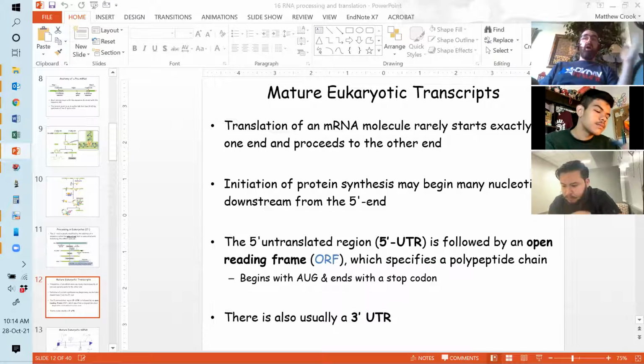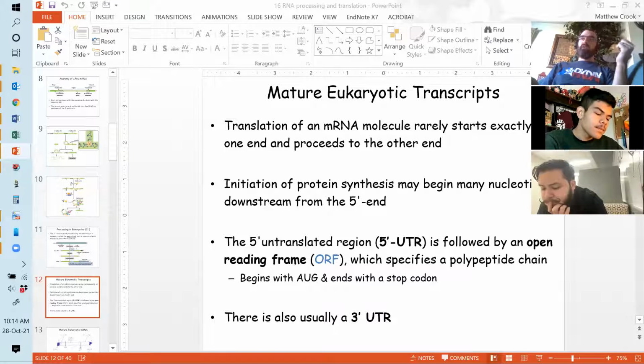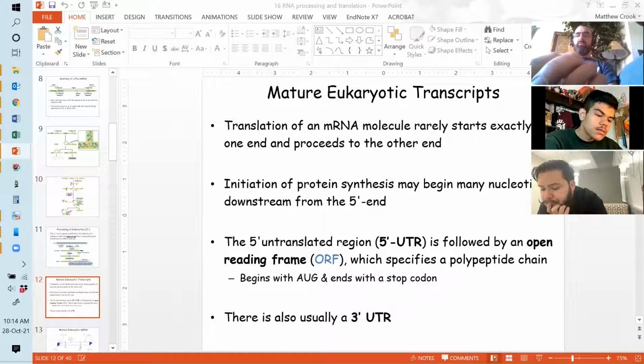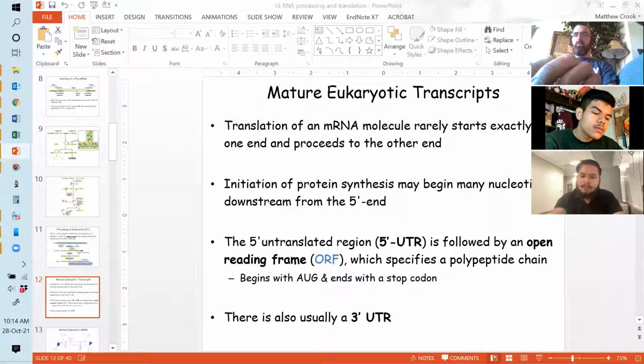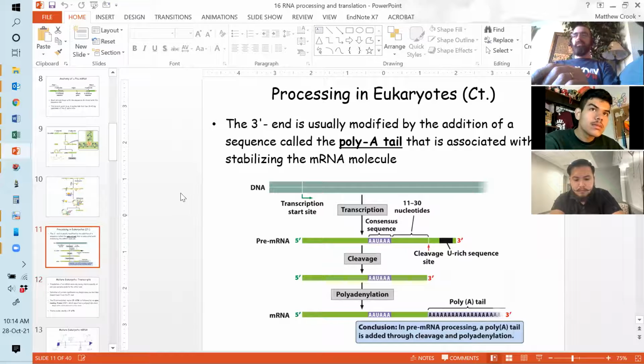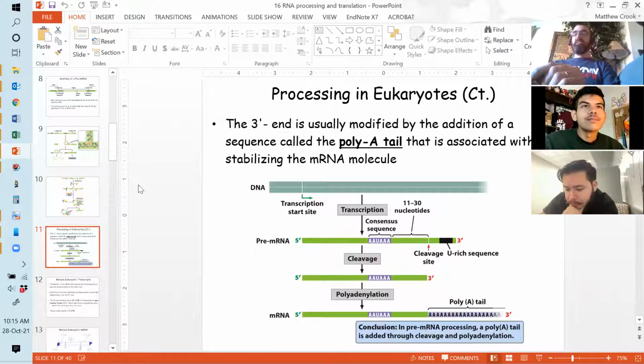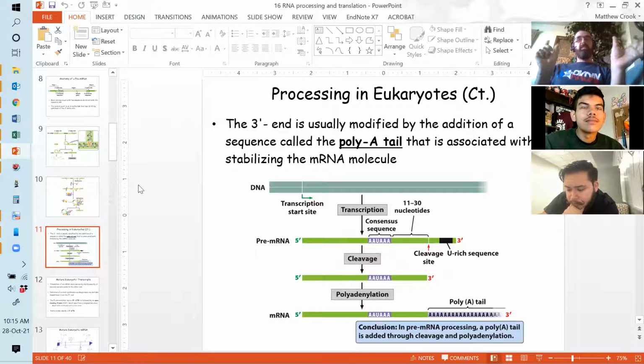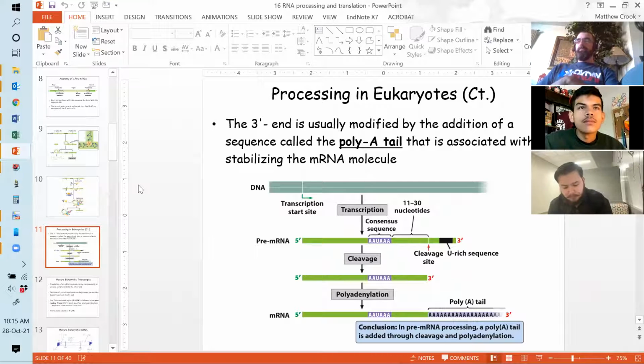There's also, upstream of the start codon, so before it, essentially. We use the terms upstream and downstream when talking about DNA and RNA. The 5' UTR. Can anybody tell me what the UTR stands for? You have one at the beginning and the end of a transcript. What does it stand for?